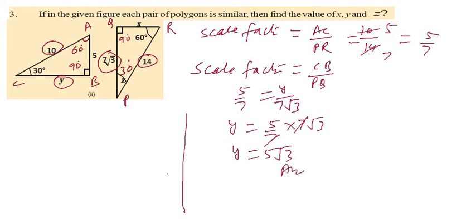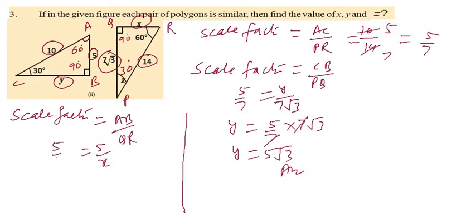Now come to the next one. Once again scale factor. It is AB upon QR. Put the value of AB. AB is 5, so you have to write here 5, and QR is X, so you can write here X, and scale factor is given as 5/7.